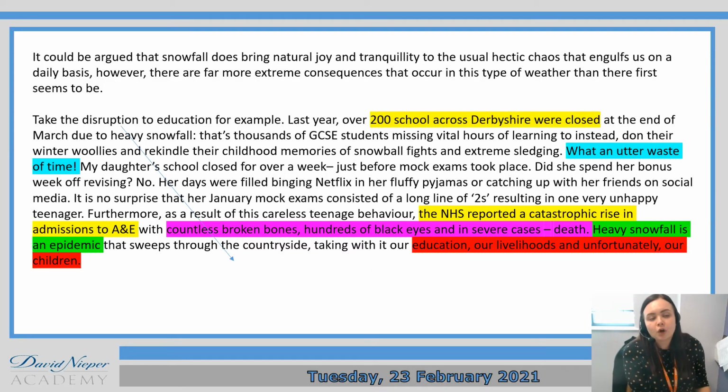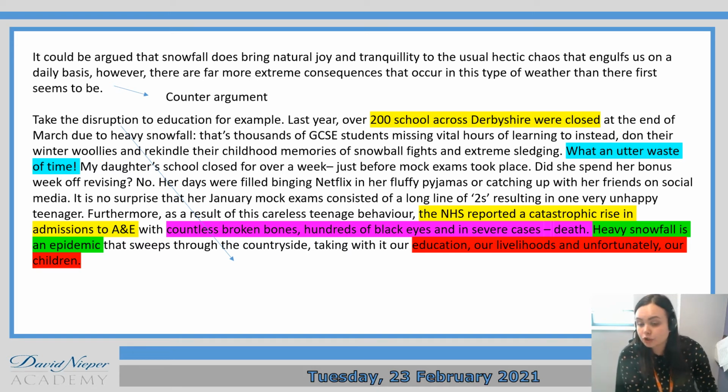Then I'm going to move on to my counter argument paragraph. So it could be argued that snowfall does bring natural joy and tranquility to the usual hectic chaos that engulfs us on a daily basis. However, there are far more extreme consequences that occur in this type of weather than there first seems to be. So this is my counter argument. Okay, so I've thought about what people might say and then I've already argued against it so they can't say that I'm wrong. So the next thing I'm going to move on to is my main argument.